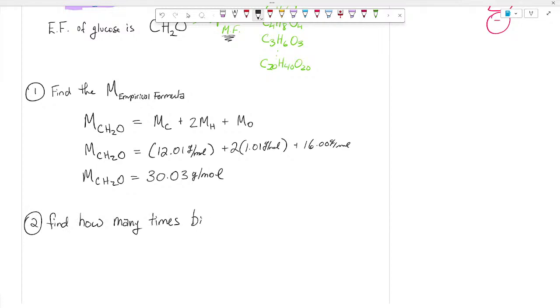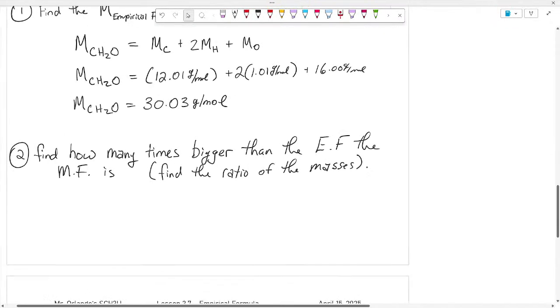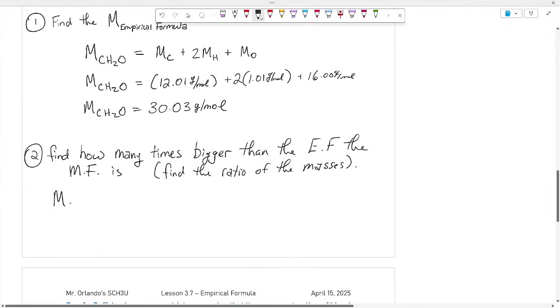And the way we do that, by the way, if this were a mass class, I would have just said find the ratio of the masses. If you find that more helpful, you could say that. Find the ratio of the masses. If you're a real math nerd. So what we could do is find the molar mass of the molecular formula divided by the molar mass of the empirical formula.